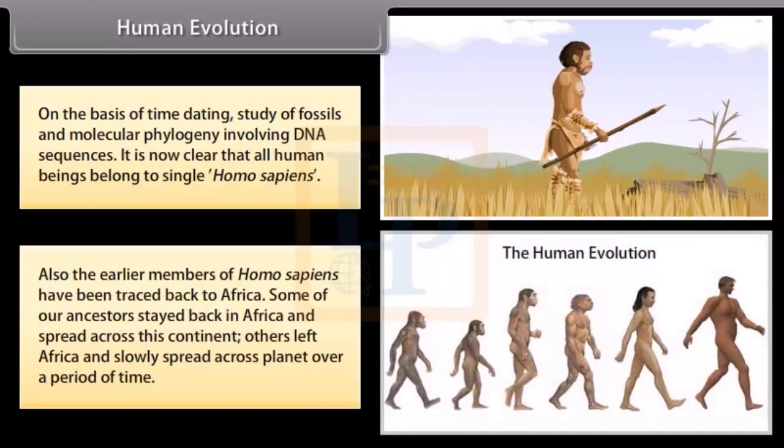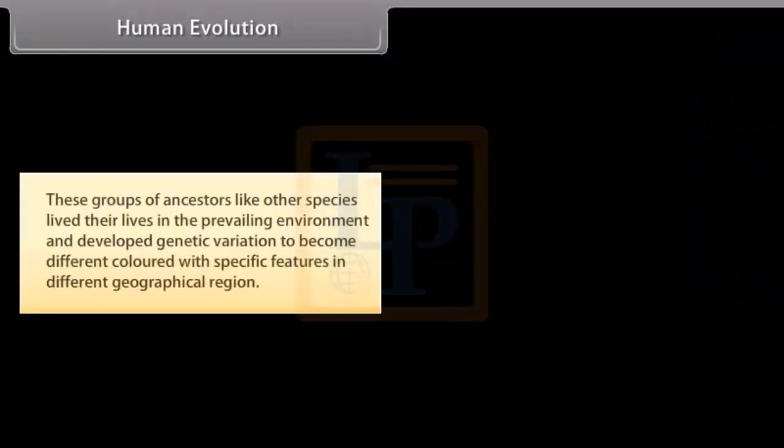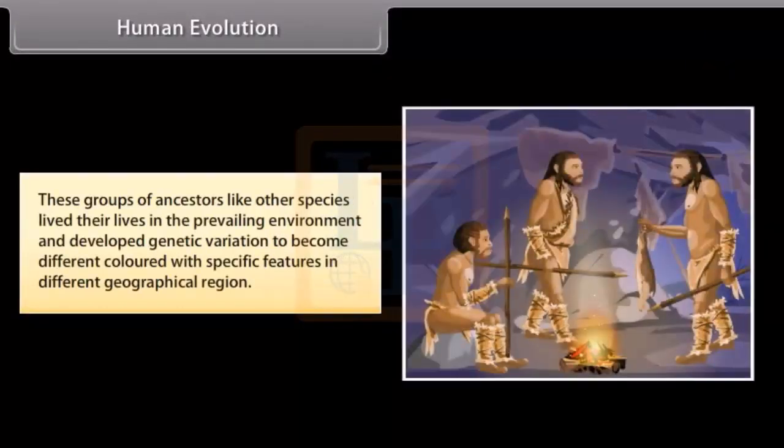Also, the earlier members of Homo sapiens have been traced back to Africa. Some of our ancestors stayed back in Africa and spread across this continent. Others left Africa and slowly spread across the planet over a period of time. These groups of ancestors, like other species, lived their lives in the prevailing environment and developed genetic variation to become differently colored, with specific features in different geographical regions.